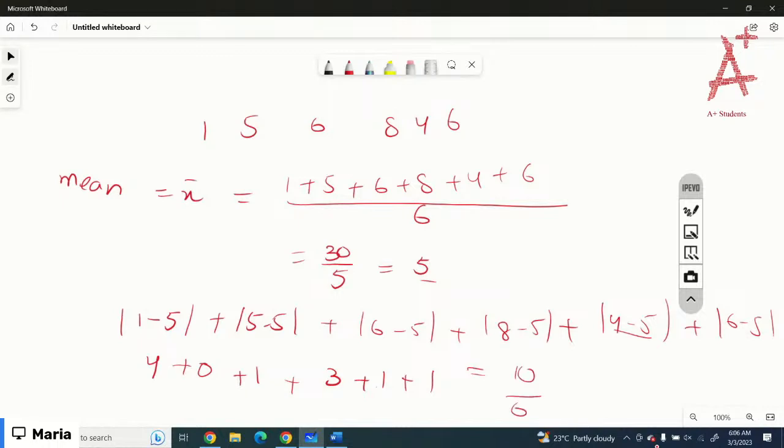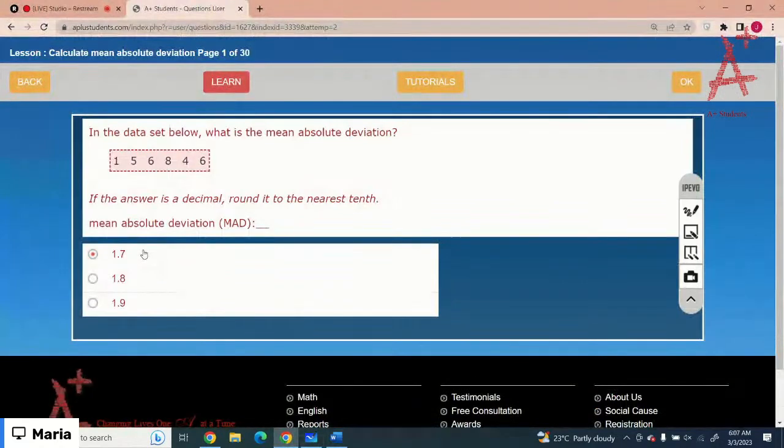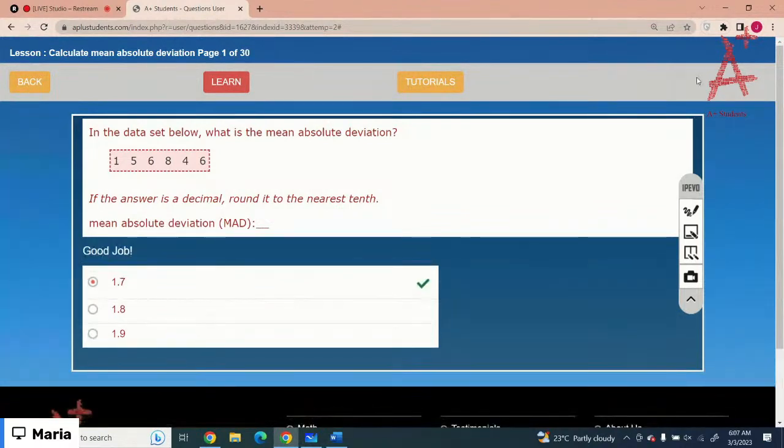It would be 10. Divide them by 6 because the total values are 6. So it would be 10 over 6. It would be 1 point something, 1.66. So you can round off 1.66 to 1.67. Got it? Or either 1.7. It is rounded to 1.7. That's how you calculate the mean absolute deviation. Got it?